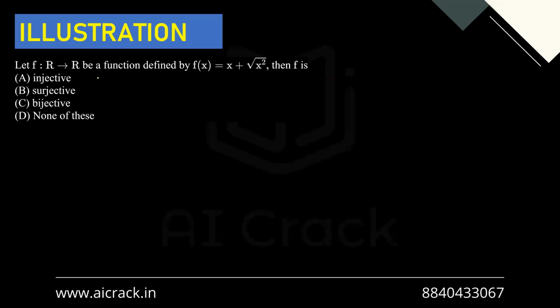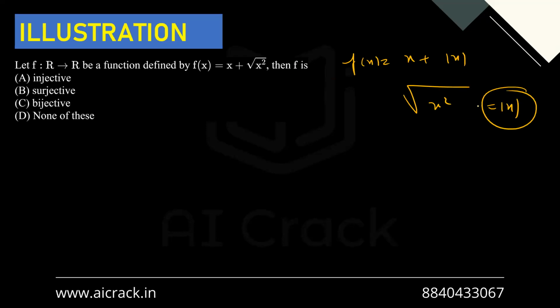Let f: R to R be defined by the function f(x) equals x plus under root x square. Then f is injective, surjective, bijective, or none of these. So we have f(x) equals x plus mod x. Why mod x? Because under root x square equals mod x. We know that under root has to be positive always, right? That's why this comes out to be mod x.